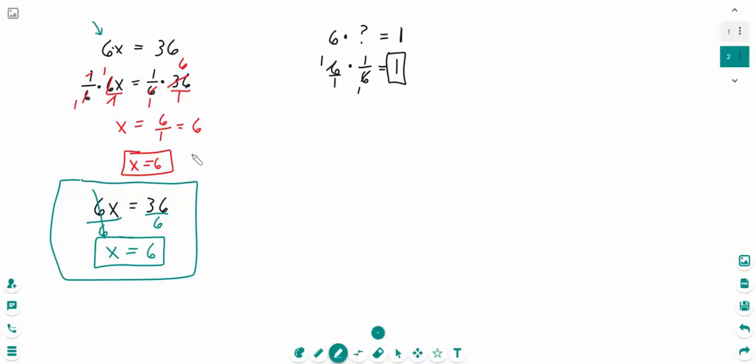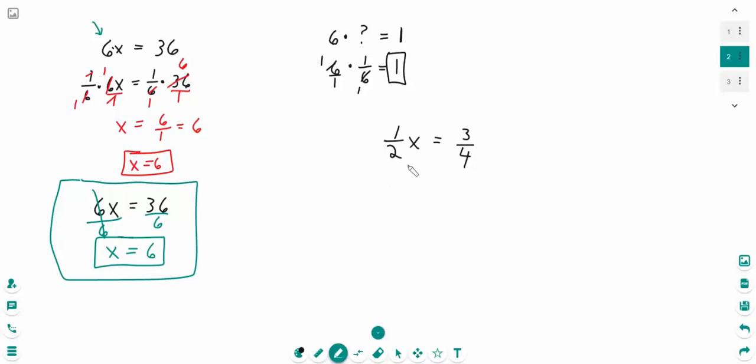All right, so let's try another one here. And let's actually do one where it might make more sense to use the reciprocal route instead of the division route. So let's think of an equation that has fractions in it. So if I have 1/2 x equals 3/4. Okay, there's my equation. And again, we notice that to get x by itself, we need to undo this multiplication going on here between the 1/2 and the x.